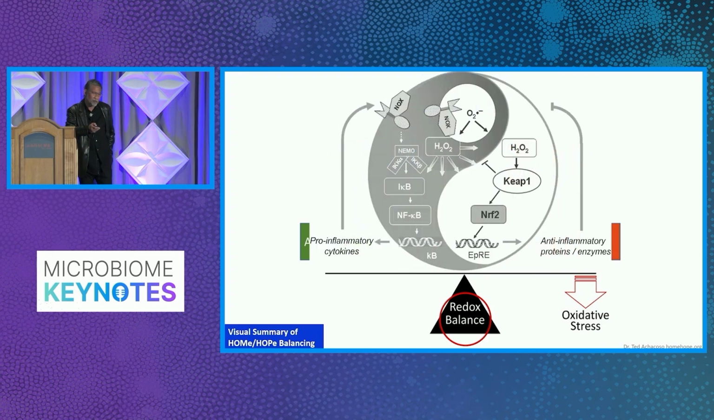And then if you take a look, this is the yin-yang of inflammation, right? If you have imbalanced redox, then your NF-kappa B transcription factor gets activated and immediately produces your pro-inflammatory cytokines, right?